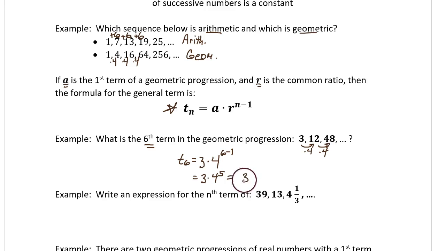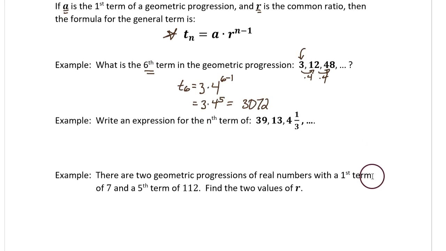The answer is 3072. If you extended this pattern out and continued to multiply by 4, when you got to the 6th term, it would be 3072. You would have multiplied that number by 4, 5 times.